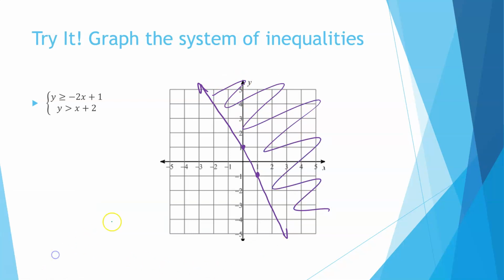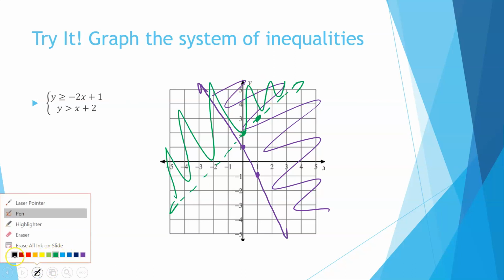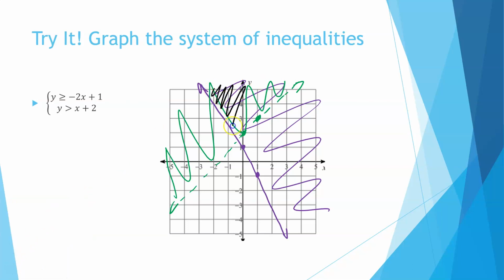When I graphed the other one, I had a y-intercept of 2, a slope of 1, so those are my 2 points. It was dotted because it's just greater than. And once again, I could test my favorite point as 0, 0. When I did that, I again got no, so I shaded above. So my final section that is the overlap was this top triangle in this case.